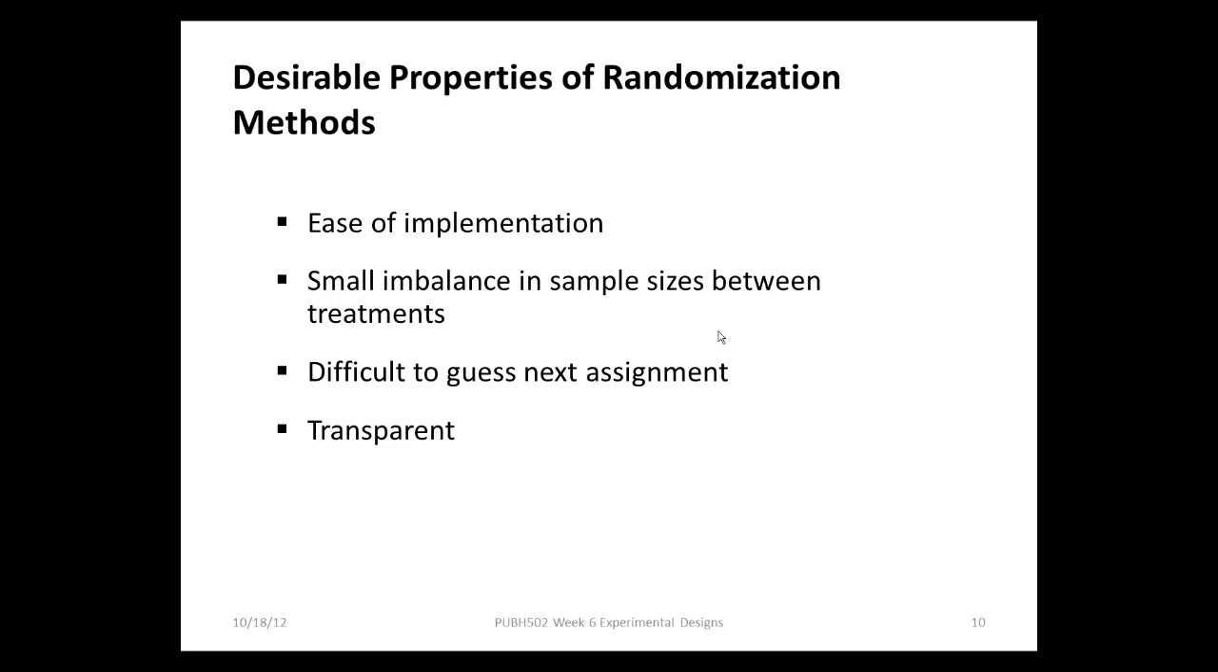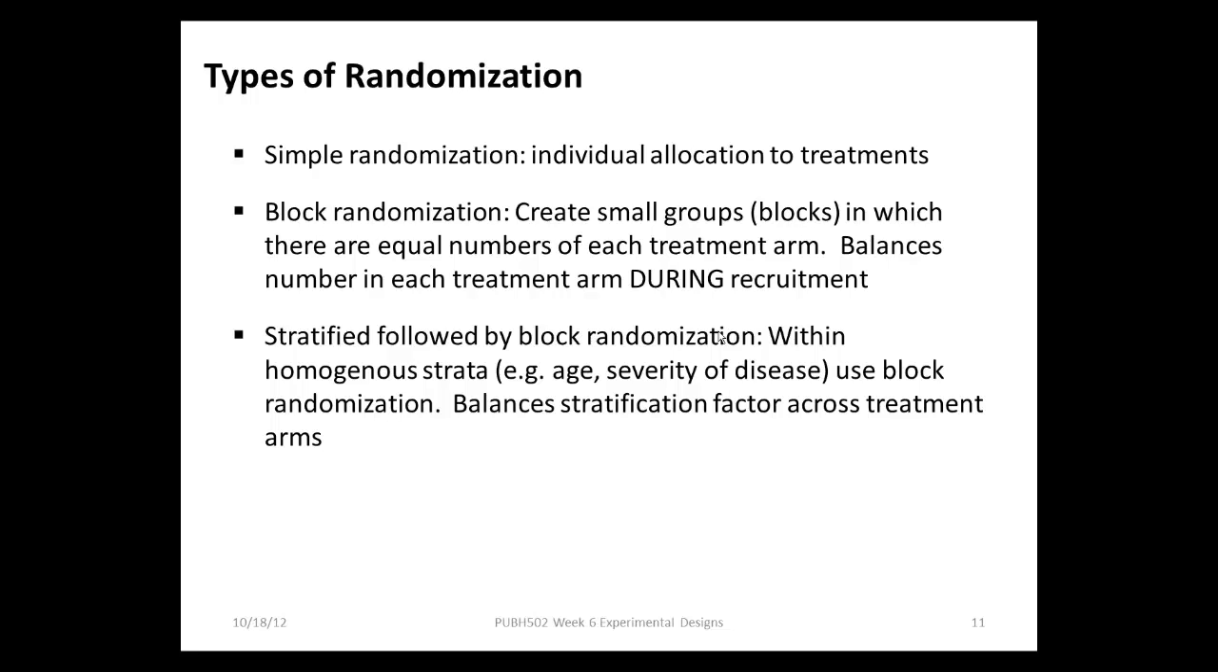You don't want anybody involved in the study to be able to guess, oh, when Mr. Jones walks in the door, I bet he's going to end up in treatment because. And you also want it to be a very transparent system. When we do studies, often in developing countries, and there's going to be a village assignment, it's really nice to do it in front of everybody using, again, drawing marbles out of a bag, and everyone can see exactly what's happening. There are different types of randomization.